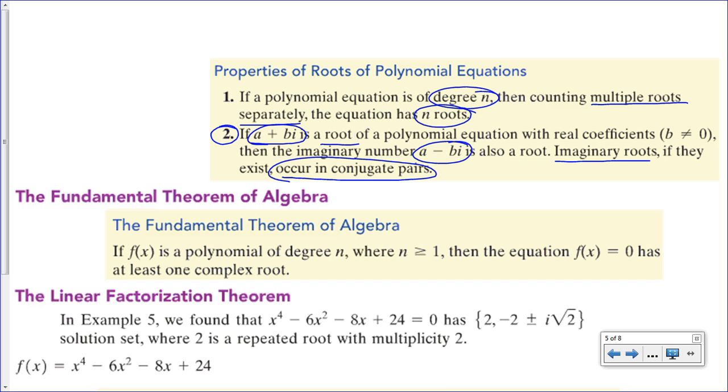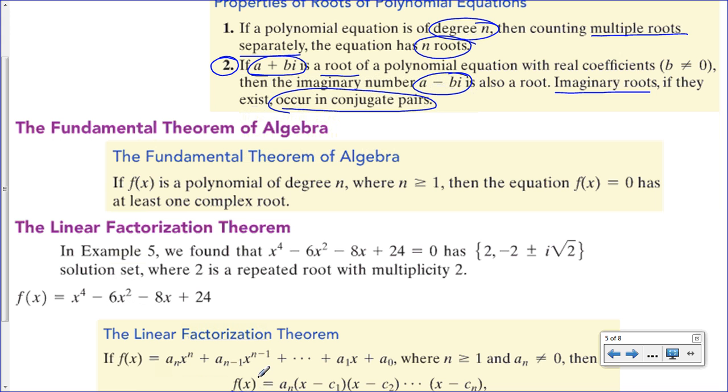Yes? So now it makes sense why I went over the previous problem again? Okay. So now we're going to look at the next theorem, which is the fundamental theorem of algebra. And it says that if f of x, do I have your notes?